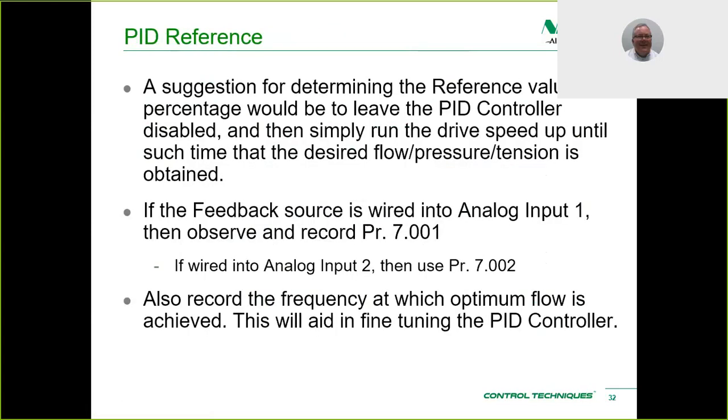So a suggestion for determining the reference in percent would be to leave the controller disabled and again run the drive speed up until the desired flow, pressure, or tension is obtained, and then record whatever that value is. Typically it's going to come in from 701. So if it's wired into analog input 2, then look at whatever is in 702. And then also record the frequency at which optimum flow, tension, or pressure is achieved. That's going to aid in the fine-tuning of the PID controller, which we're going to look at in a little bit.